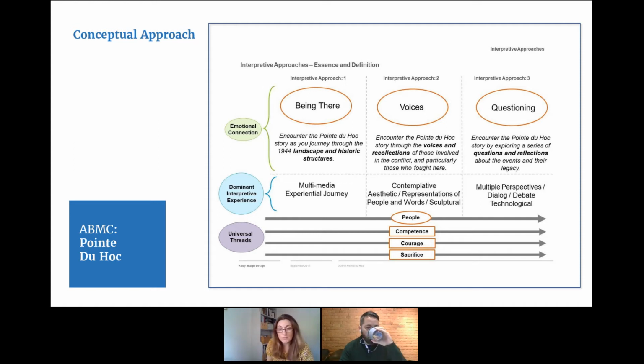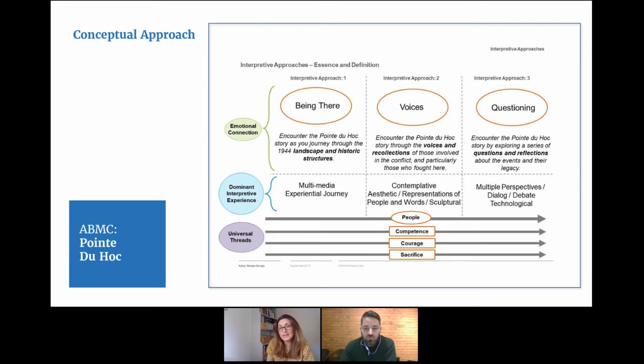As you can see from the diagram on screen, this was an early diagram that we put in place to discuss with the client. It was about how visitors might encounter the story, keeping in mind this idea of being there. What would it have been like to journey across that landscape in 1944? How do the landscape and the historic structures that you see today fit into that story? It's giving people a direct encounter with the voices of the past: the troops who were fighting there, local communities who they later came across, and people who were involved in the conflict in many different ways.